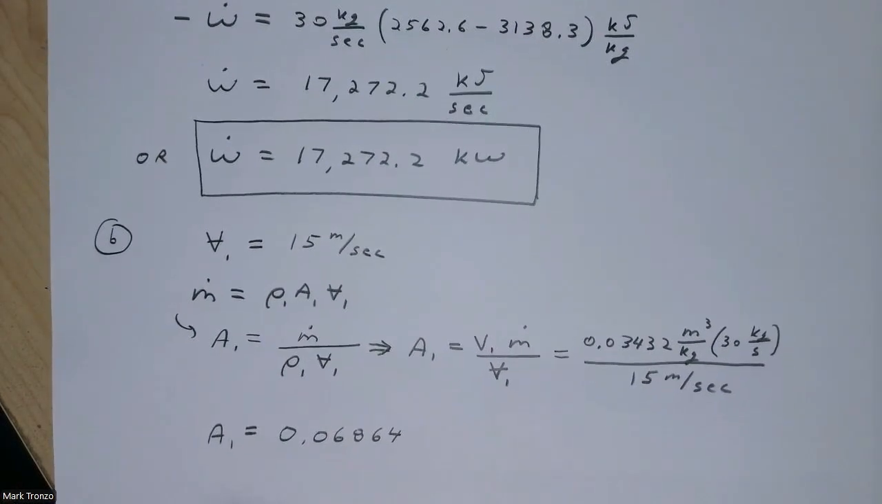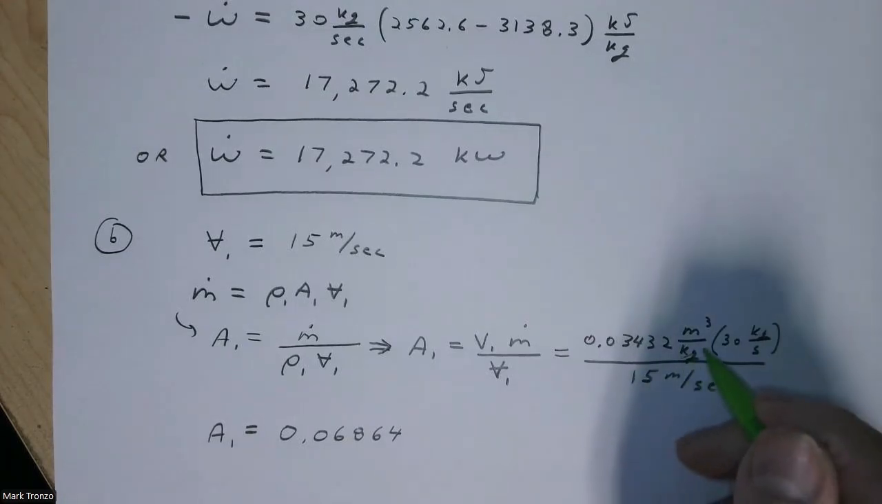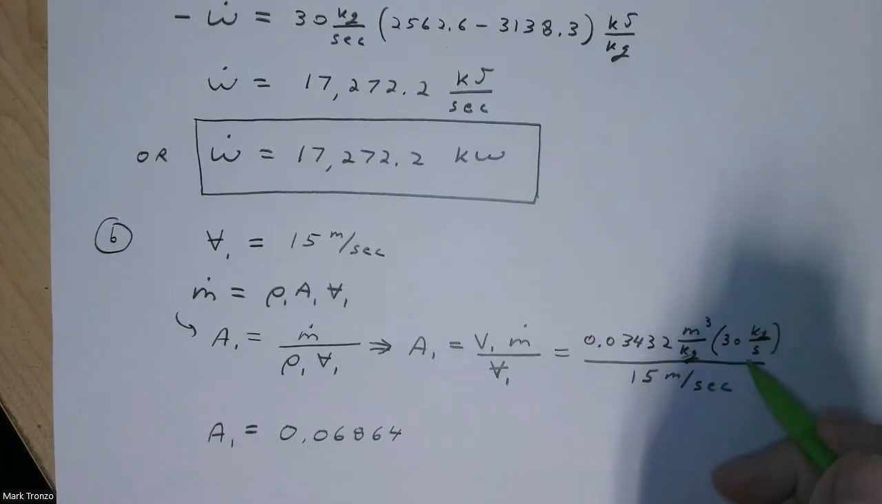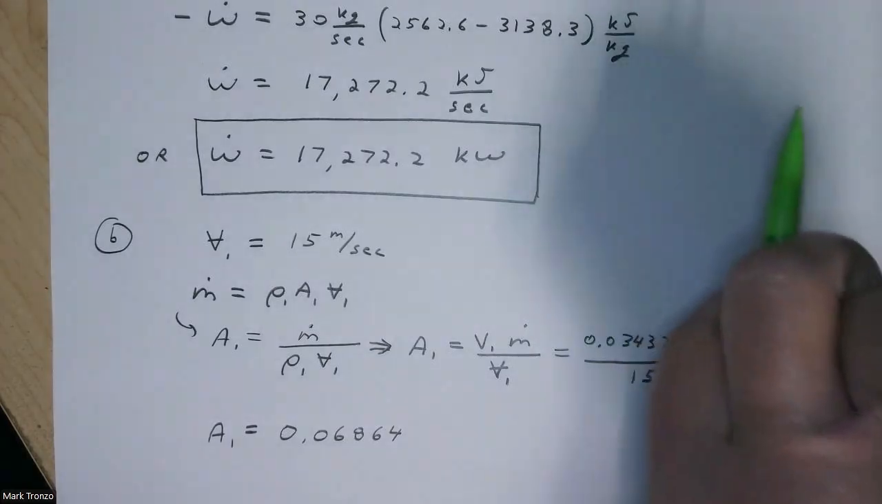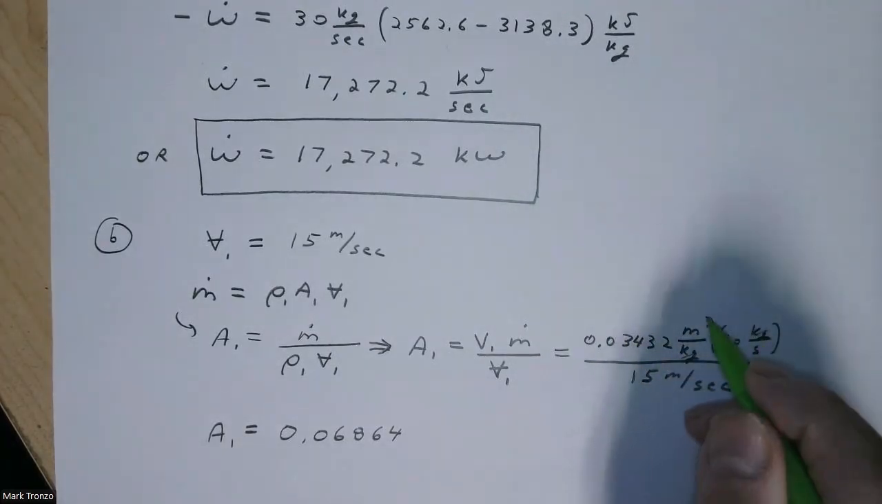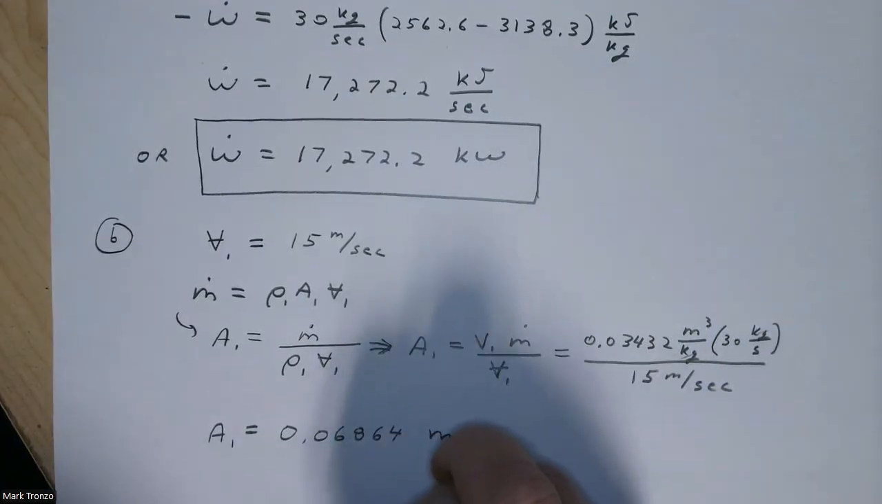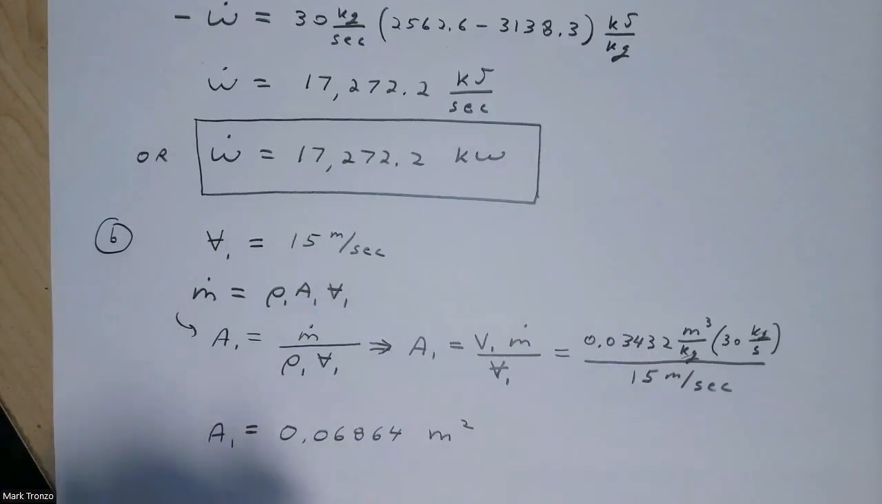When I put this in my calculator, I got 0.06864, and let's check the units. Kilograms will cancel. When we do the reciprocal, the seconds will cancel. And then meters cubed over meters gives us meters squared, which we would expect for area.